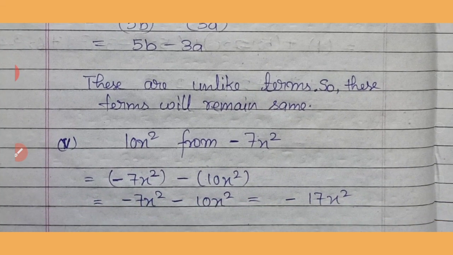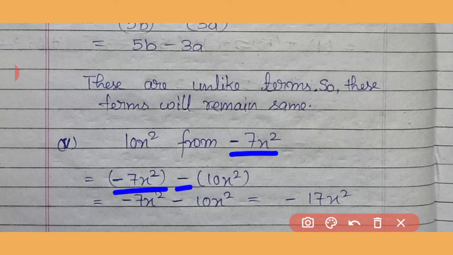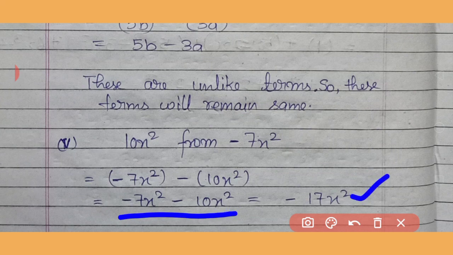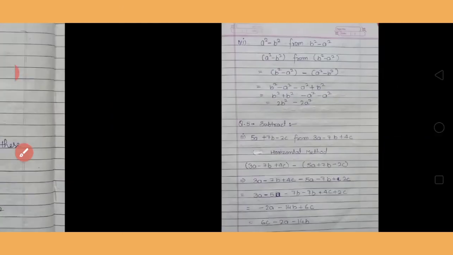Next, 10x square from minus 7x square. So minus 7x square will be written first, and after it minus and then 10x square. The bracket became open and it became minus 7x square minus 10x square. Both terms are negative, so they will add. Minus 7x square minus 10x square added and it became minus 17x square.